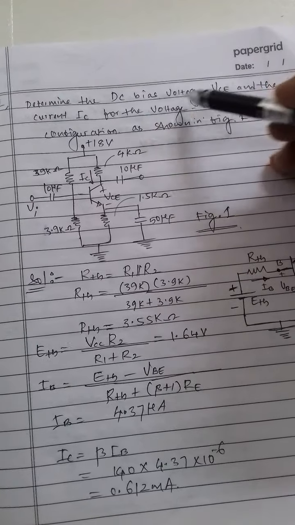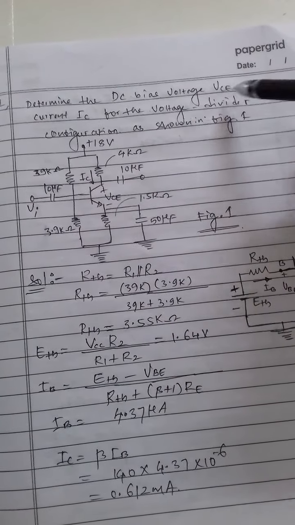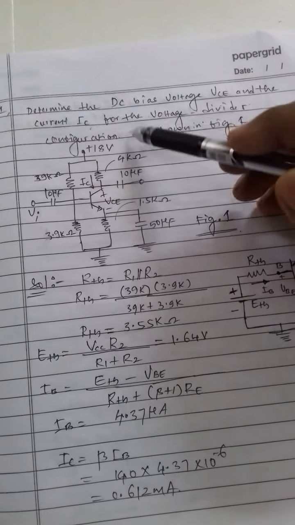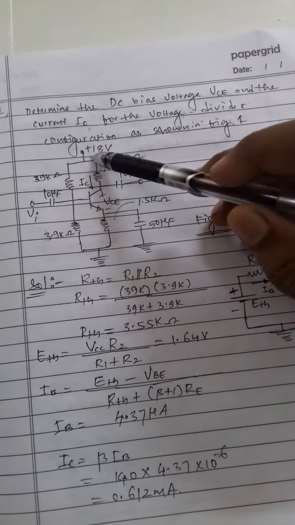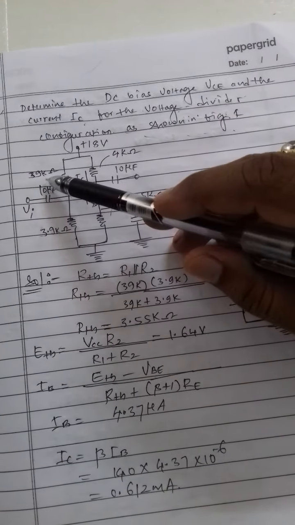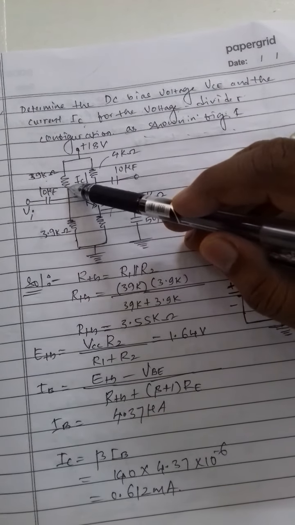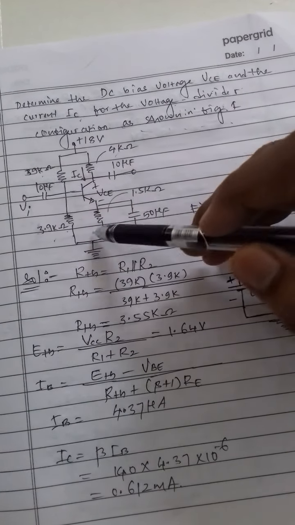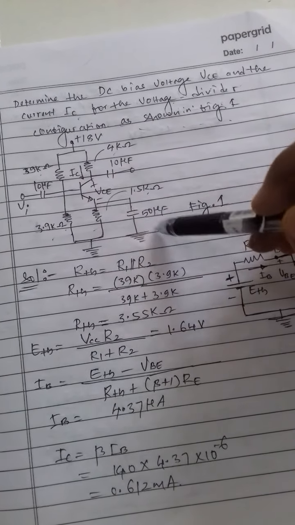Determine the DC bias voltage VCE and the current IC for the voltage divider configuration as shown in the figure. Resistance R1 is 39 kilo ohms, R2 is 3.9 kilo ohms, RC is 4 kilo ohms, and RE is 1.5 kilo ohms.